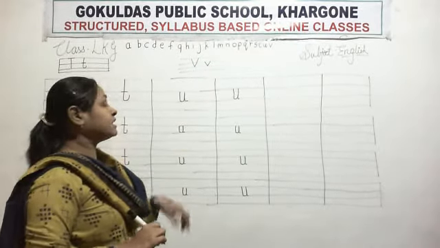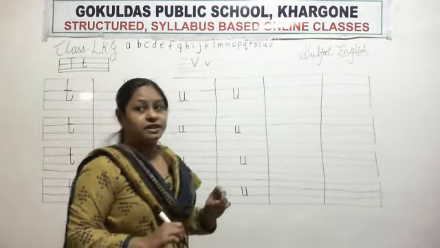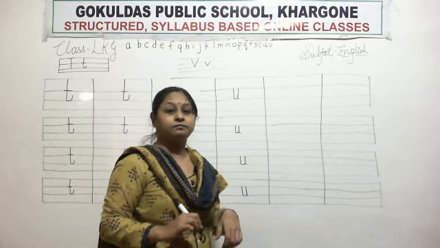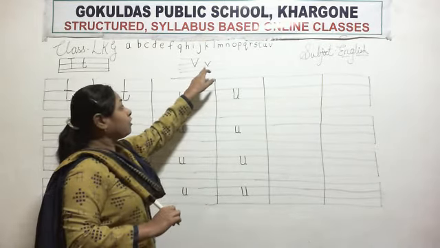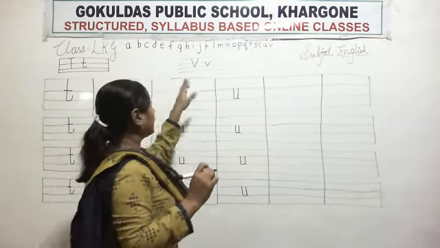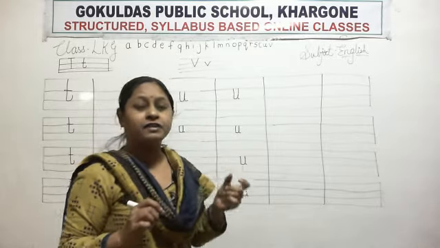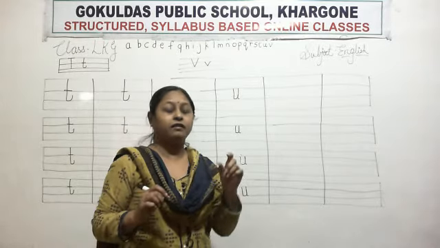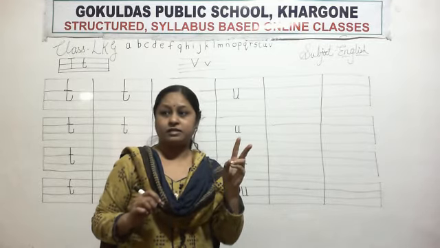Okay, which letter is this? Letter V. And the sound of V is V. Vase, van. Okay, so how will you write? You will write letter V the same as the capital letter, but the difference is we write small letter V only in 2 lines.